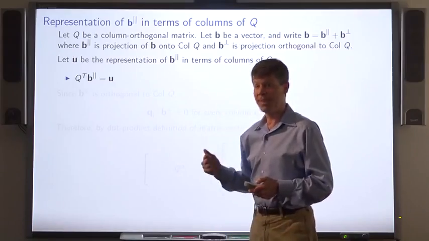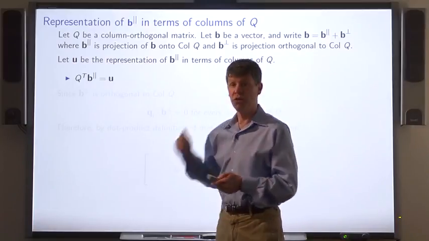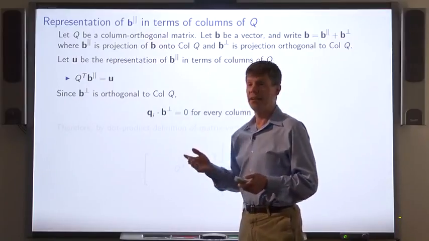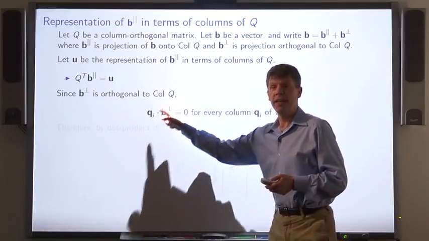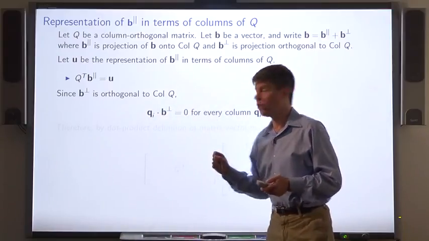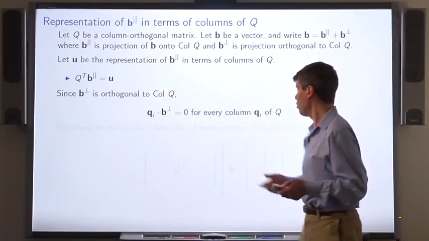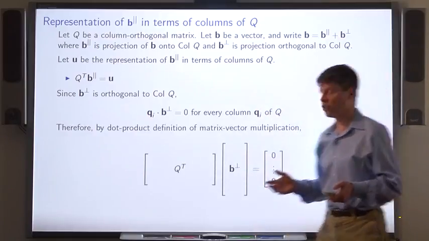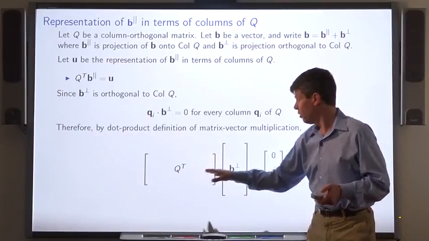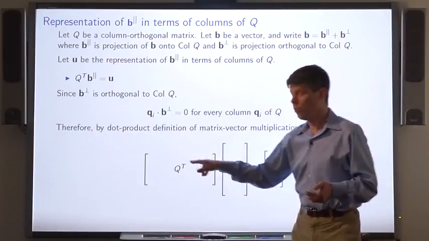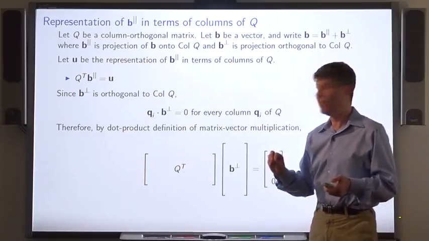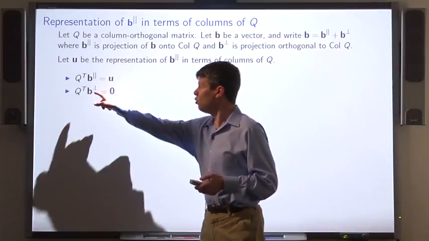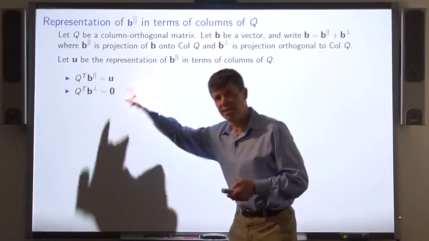But now let's look at B perpendicular, the projection of B orthogonal to the columns of Q. For every column, say Qi, of the matrix Q, Qi dotted with B perpendicular is 0 because they're orthogonal. Therefore, by the dot product definition of matrix vector multiplication, when we multiply Q transpose times B perpendicular, since the rows of Q transpose are exactly the columns of Q, we get zeros for every row. So we've seen that Q transpose times B perpendicular is the 0 vector.